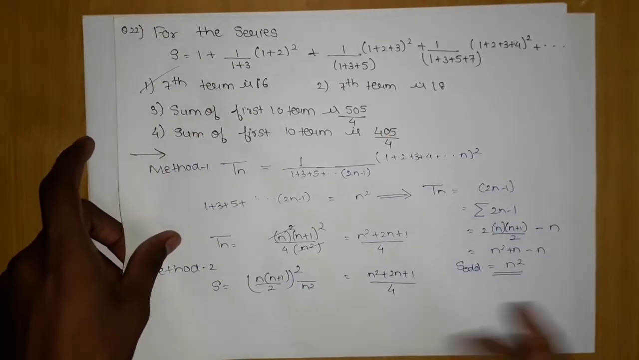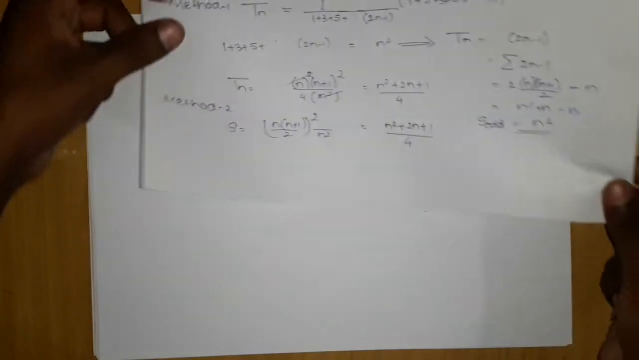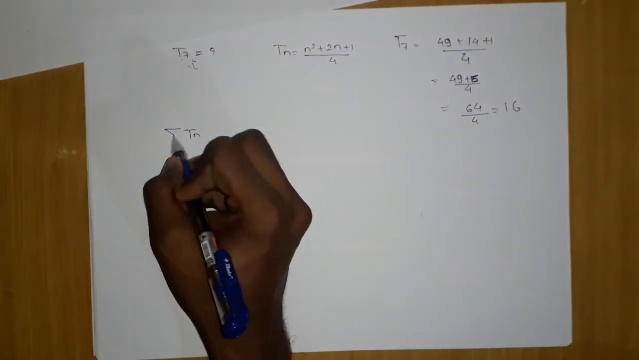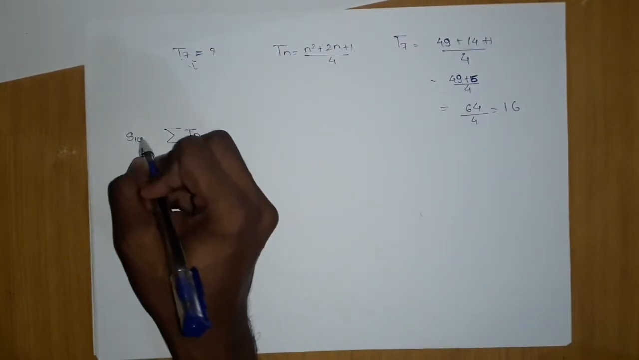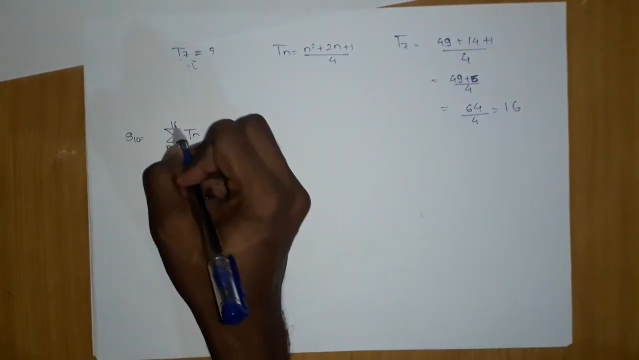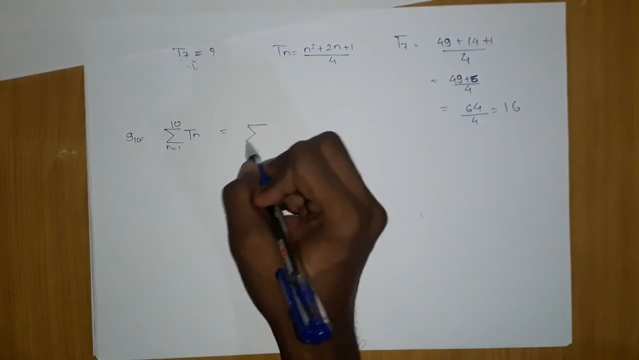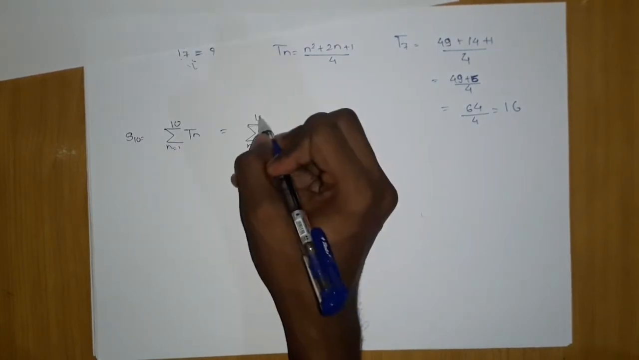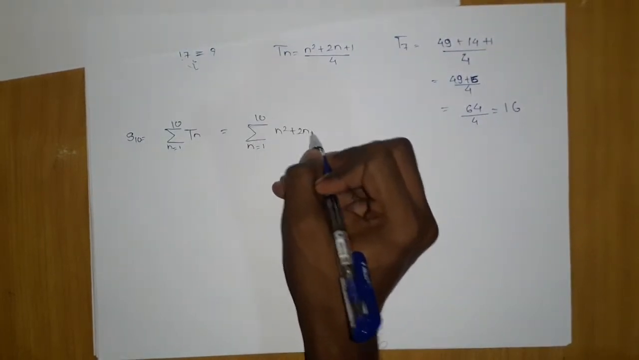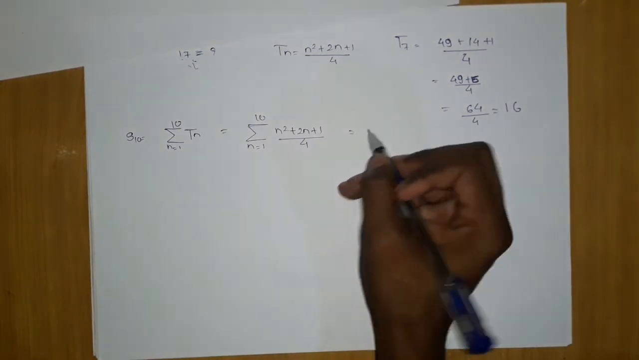Now the second option, 7th term, is wrong automatically. Sum of 10 terms. Sum of 10 terms means what? Tn you will apply summation, to get the sum of 10 terms from n equals 1 to 10. That is the process. N equals 1 to 10, n square plus 2n plus 1 by 4, which will give you what?